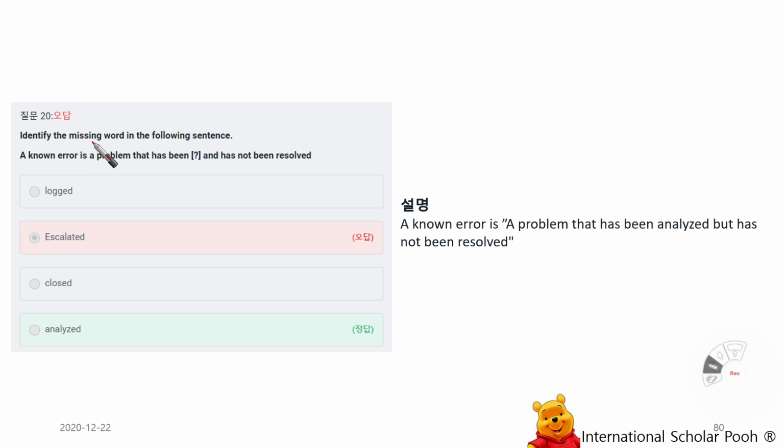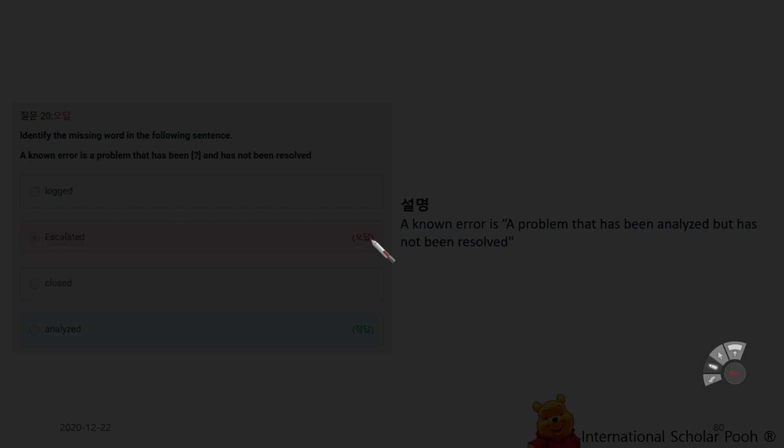Identify the missing word from the sentence. A known error is a problem that has been blank and has not been resolved. Analyzed. A known error is a problem that has been analyzed but has not been resolved.